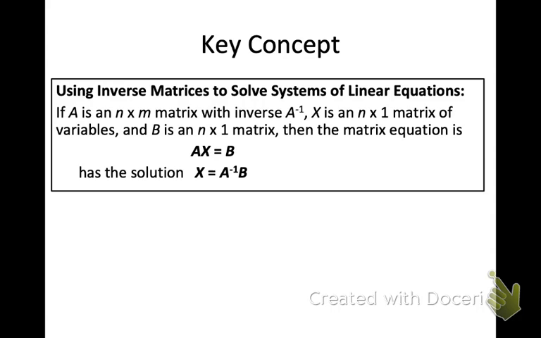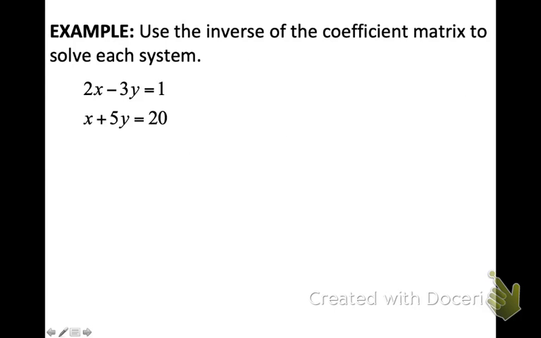Again, I think it's best seen in practice, so we're just going to jump right to a system. Hopefully that works out pretty nicely. So here's our first system: 2x minus 3y equals 1, and x plus 5y equals 20.